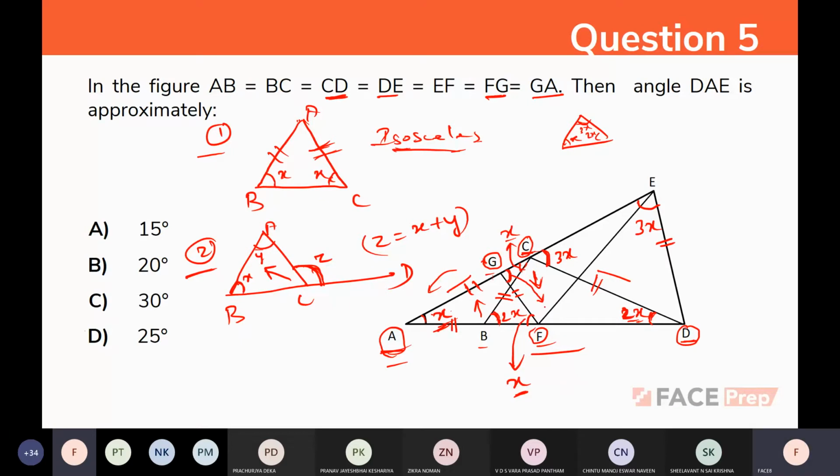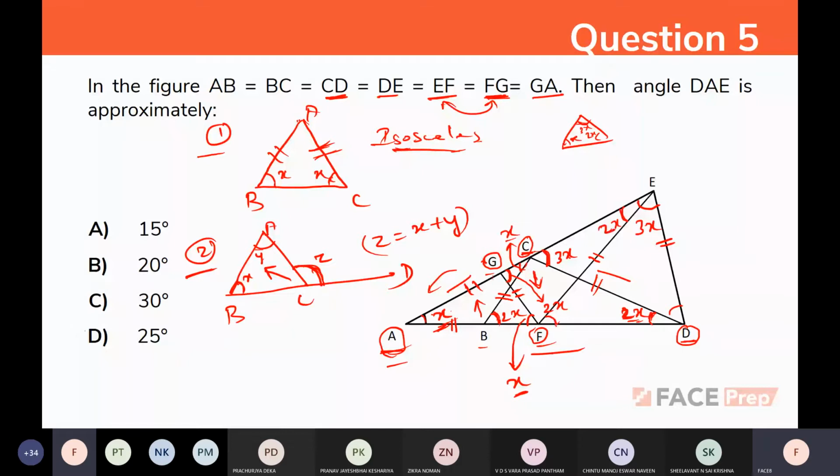2x is right. So we are left with this angle, and this angle. Now what can we do? To find this angle, we have a condition here: EF is equal to FG. So we know GF, which is FG, is parallel to this EF. This angle is 2x that we found recently, so this angle will also be 2x.